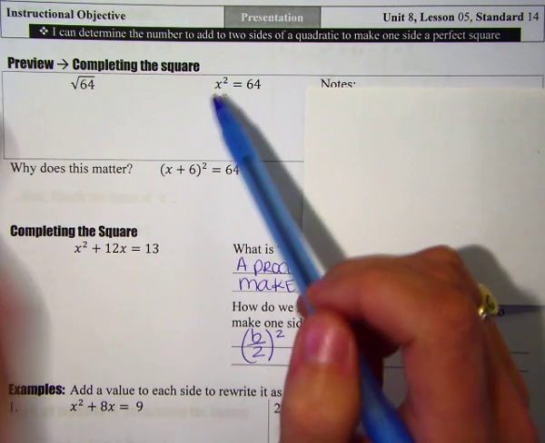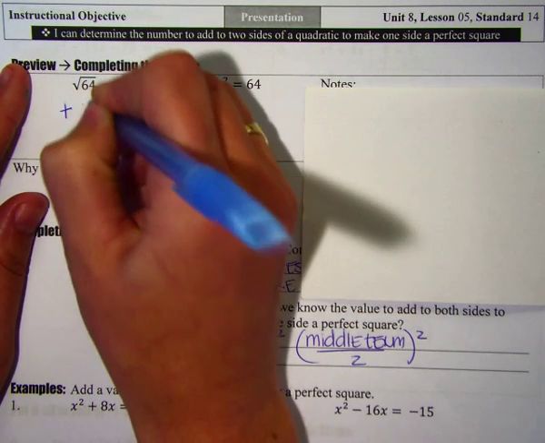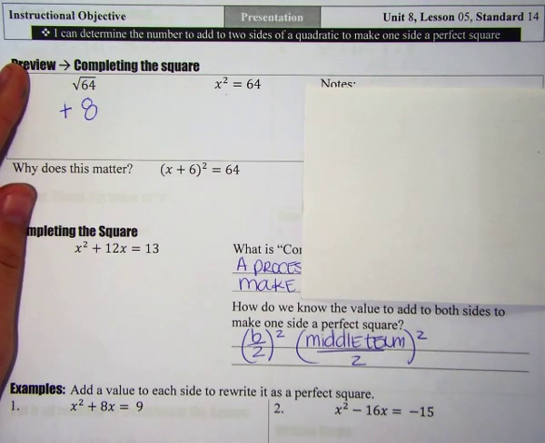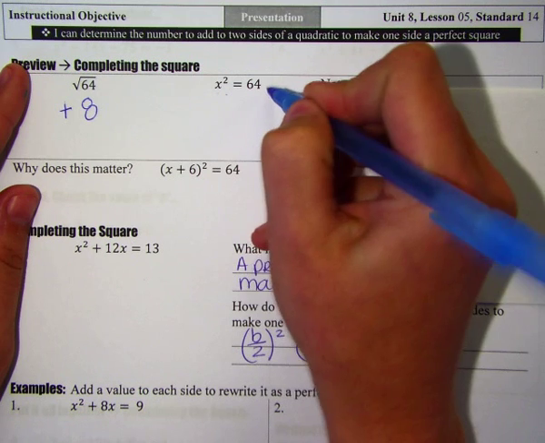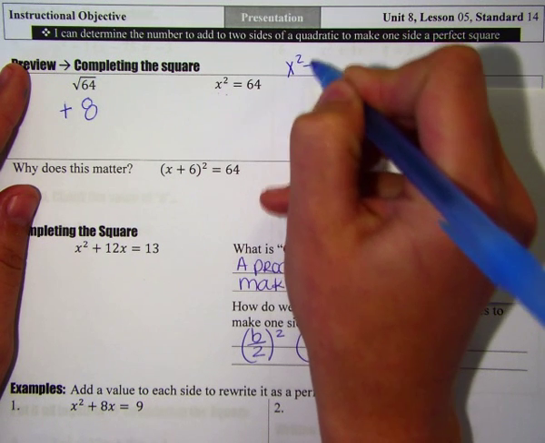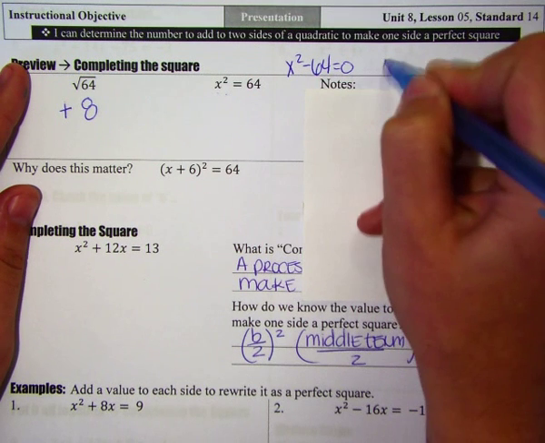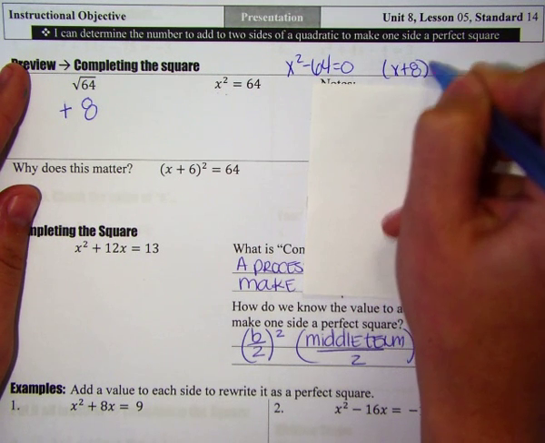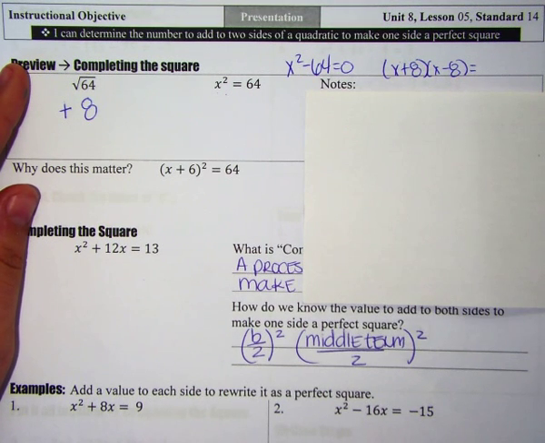Whenever you take the square root of a number, the square root of a number is positive. So the square root of 64 is 8. However, if we're doing something like this, which, by the way, we subtract 64 on both sides, it'd be x squared minus 64, which is a difference of squares, right? X plus 8, x minus 8, which means that this has two answers.